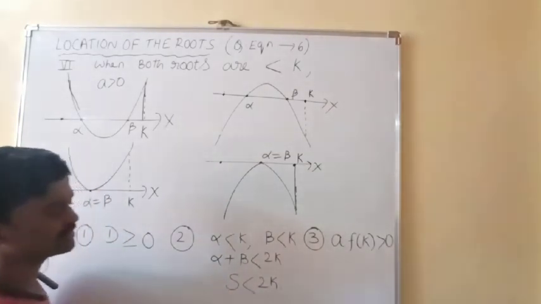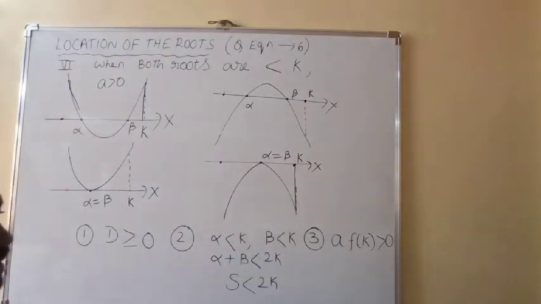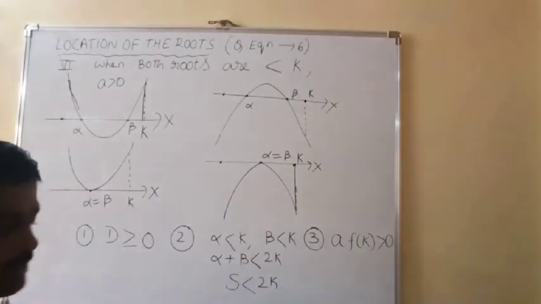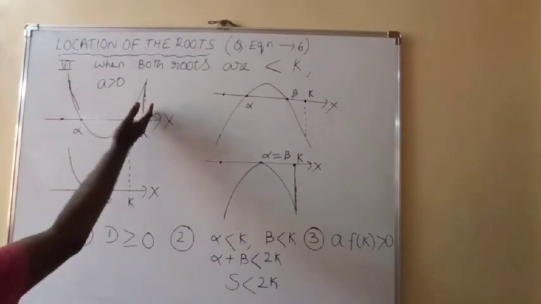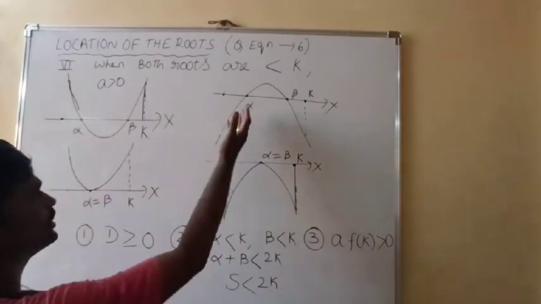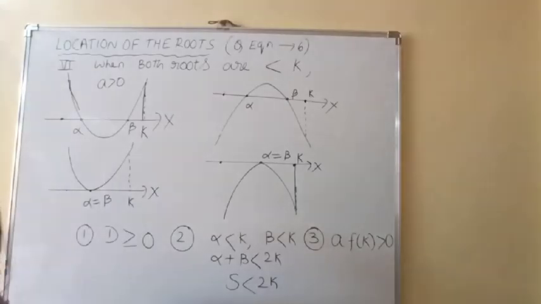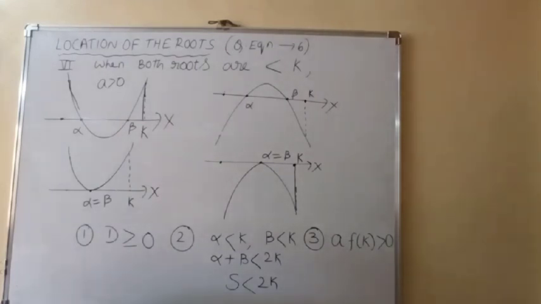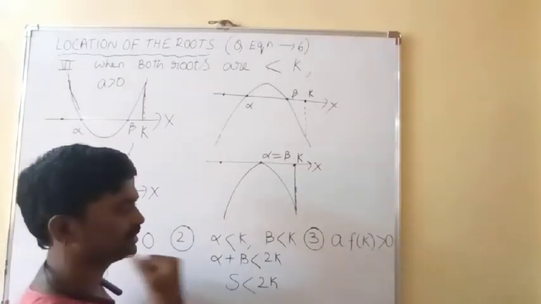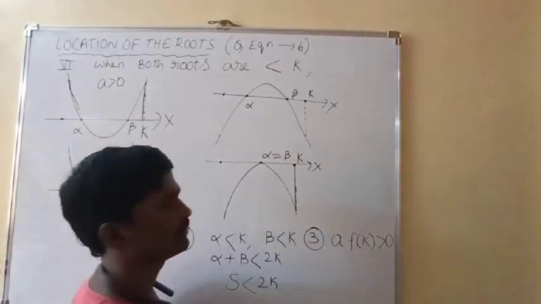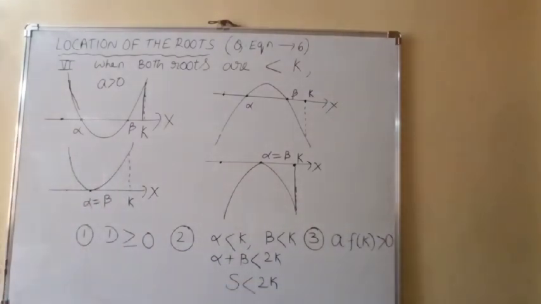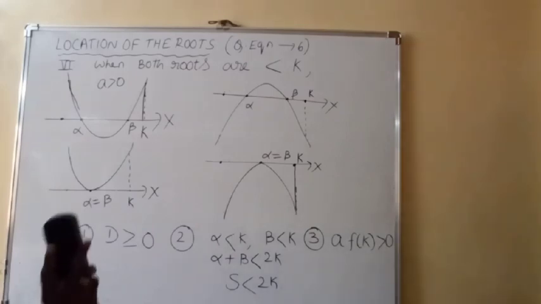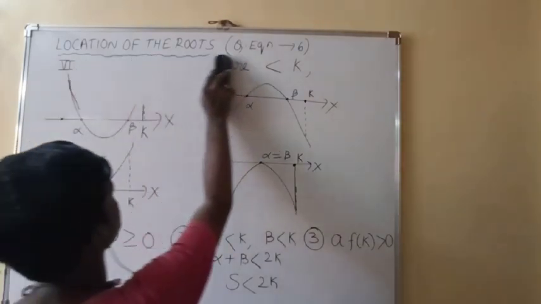That is, the sum of the roots is less than 2k, and a into f of k is positive as usual, because when a is positive, f of k is positive, and when a is negative, f of k is negative. Okay, so these are the three conditions when both roots are less than k: discriminant greater than or equal to 0, sum of the roots less than 2k, and a into f of k is positive. And here also we have to check this condition; greater than 0 only, you can neglect. Next, seventh case.